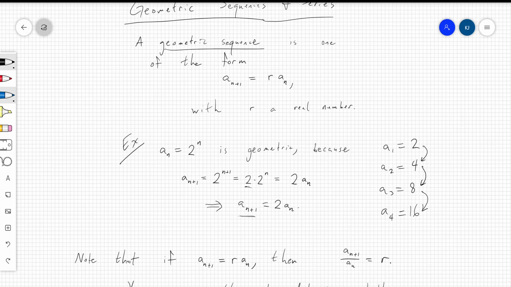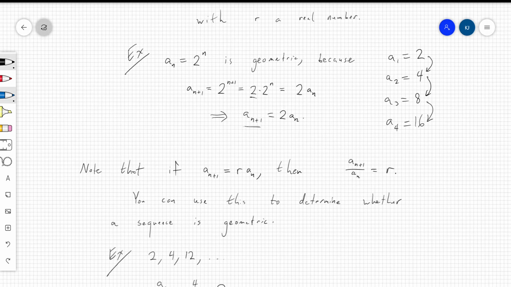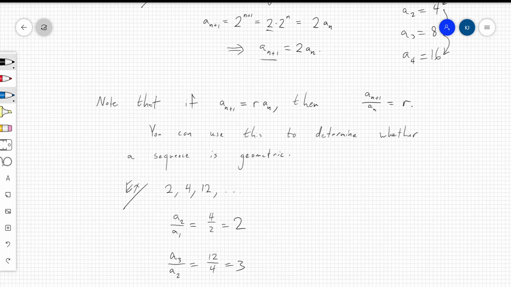So that gives us a way of deciding what that value for r is going to be if I just give you a sequence and I ask you if it's geometric. It also lets us determine whether a sequence is geometric. So if I give you a sequence like this, where the first term is 2, the next term is 4, the next term is 12, and so on, then I could try to figure out whether that's geometric by just taking these ratios and seeing if they're all the same value r. In other words, are we always multiplying by the same number to get to the next step?